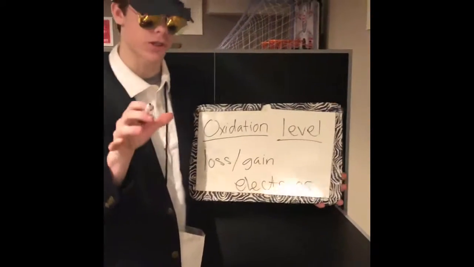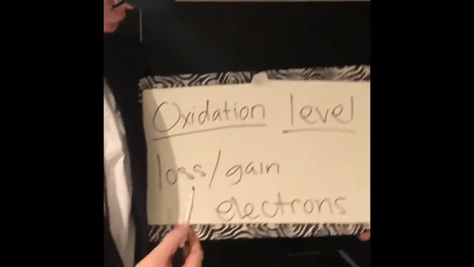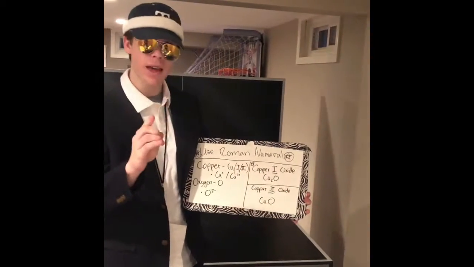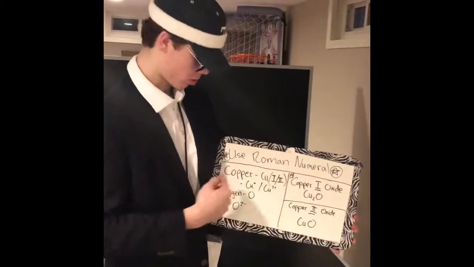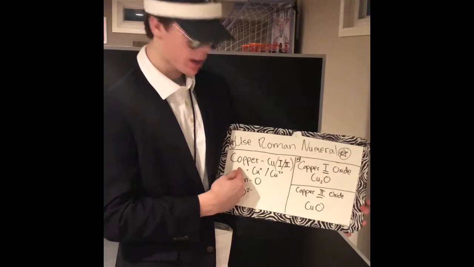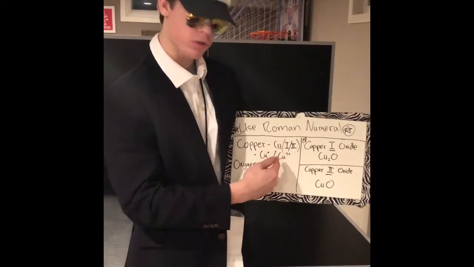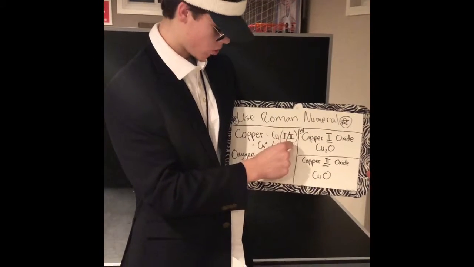Alright, you see, for the transition element bonding, you gotta know about the oxidation level, which is the loss or gain of electrons. Now like I said earlier, the big thing about the transition elements is you gotta use Roman numerals, alright? You see copper right here? It ebbs and flows between Cu plus and Cu2 plus right here. So you gotta either use Roman numeral number 1 or Roman numeral number 2.